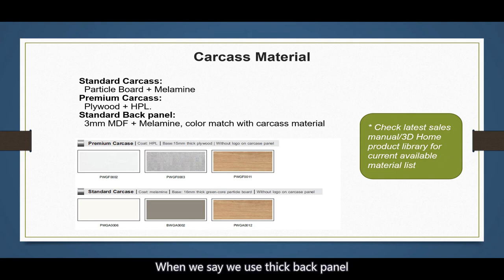Sometimes we use thick back panels, which means we are using the standard carcass material for the back panel, and it's also 16 mm.